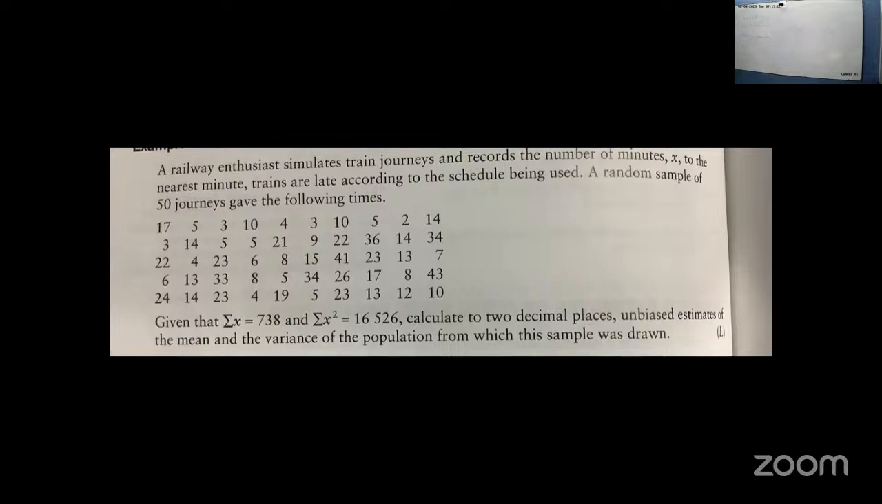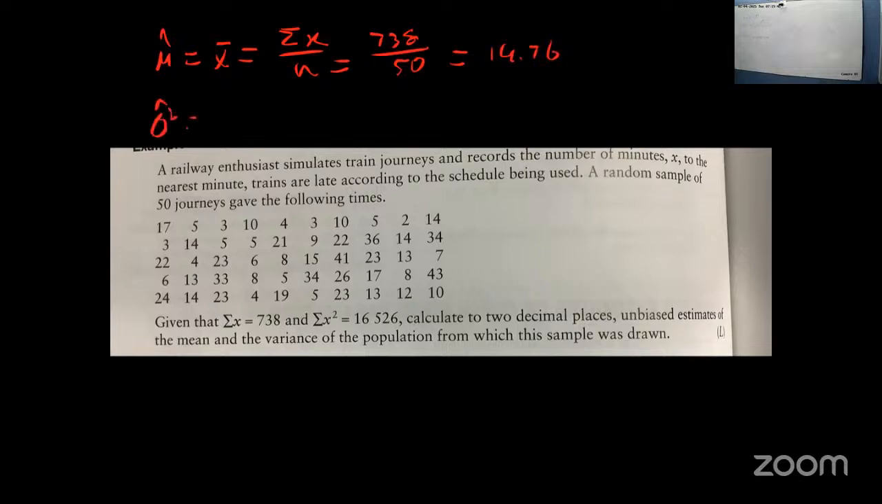Right, so I'm just checking out your working. What you'll get for the first part is again the mean, which is x bar. That's the sum of x all on n. The sum of x I gave you was 738, and the number of bars is 50. So that's 14.76.